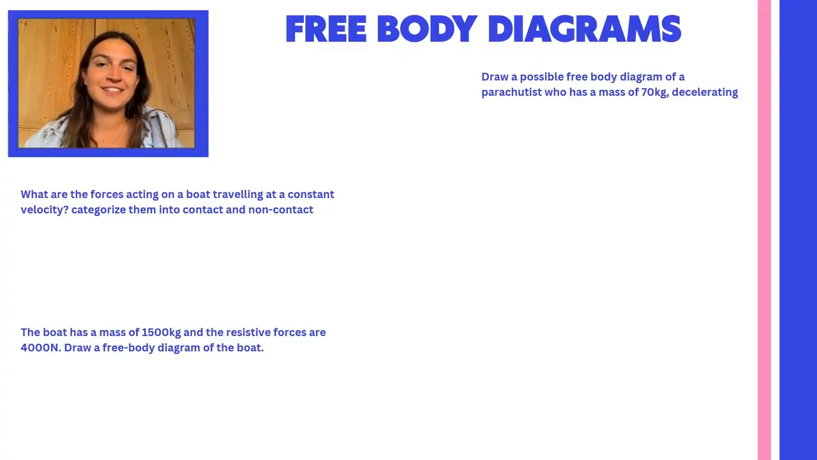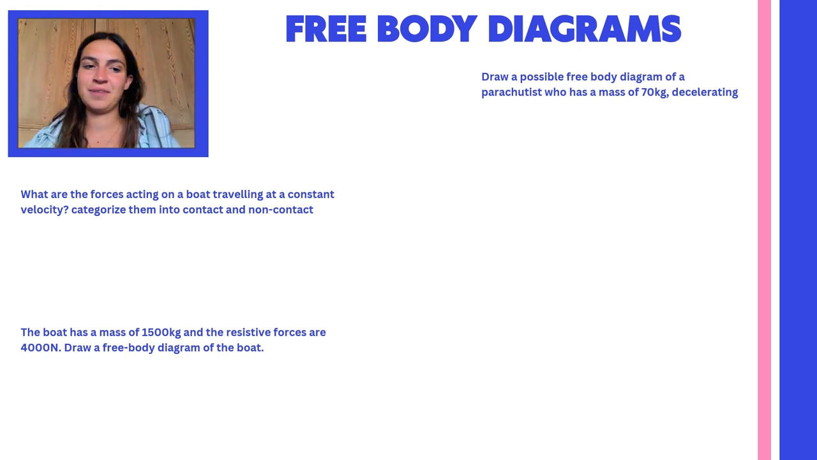Let's have a look at some examples of drawing accurate free body diagrams. So, the first question here is, what are the forces acting on a boat travelling at a constant velocity, and then to categorise them into contact and non-contact forces.